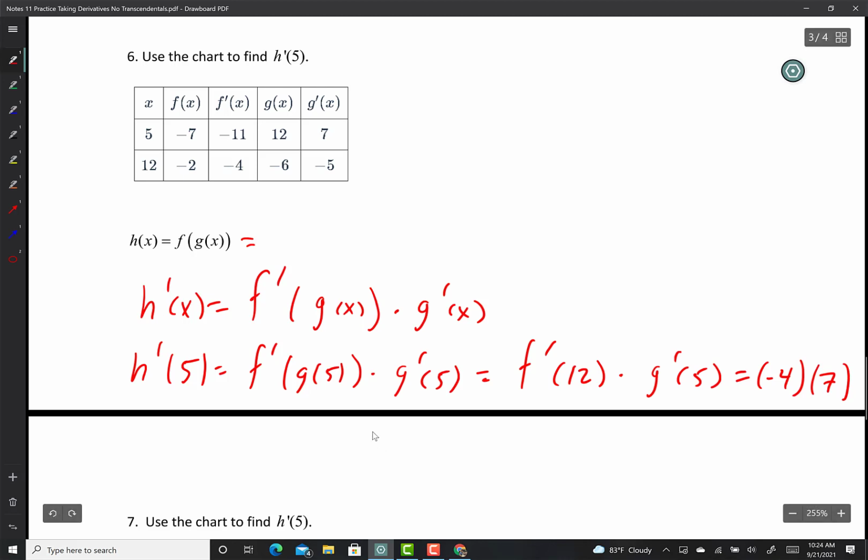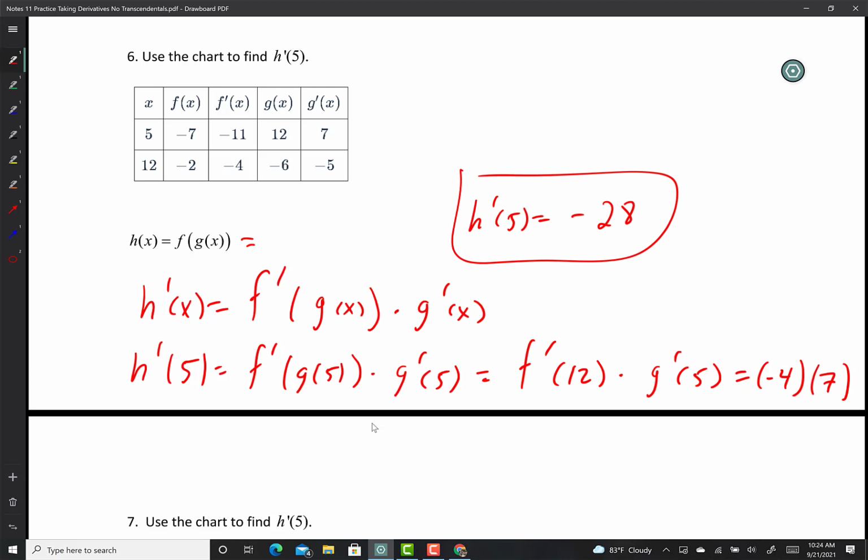Yeah, that question looks like it's from DM. So negative 4 times 7. So there it is, guys. So h prime of 5 is just negative 28. And there's a whole bunch of questions like that on DM.